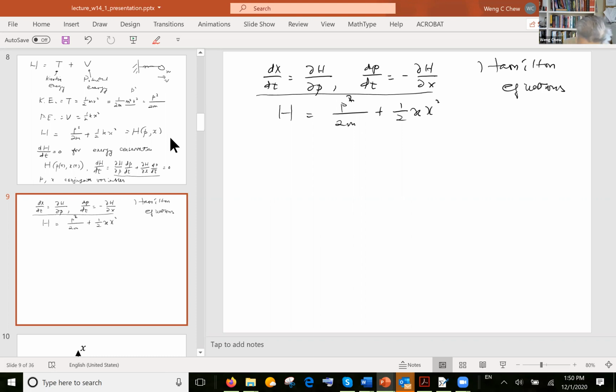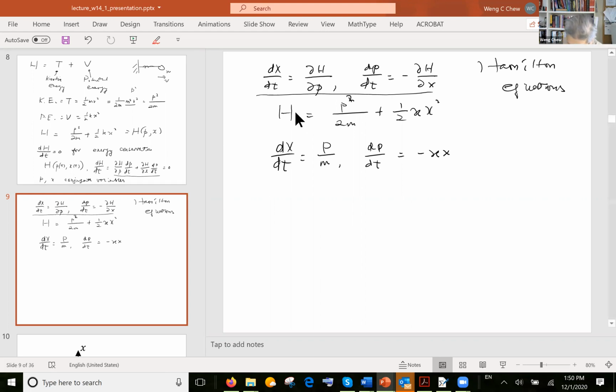Okay, you can show that dx/dt is p over m, and then dp/dt is equal to minus kappa x. You can show that quite easily because when you differentiate h with respect to x, then you put the minus sign in front of it, you get this minus kappa x. If you differentiate h with respect to p, you get p over m. And if you combine these two equations, then dp/dt is just m d squared x/dt squared, which is equal to minus kappa x.